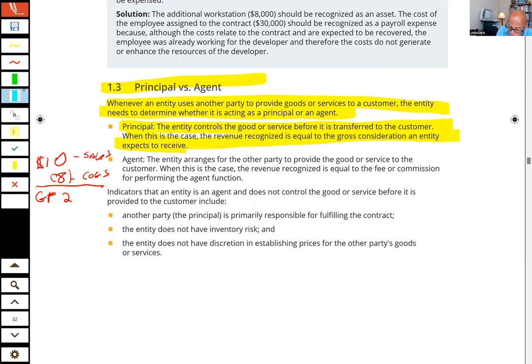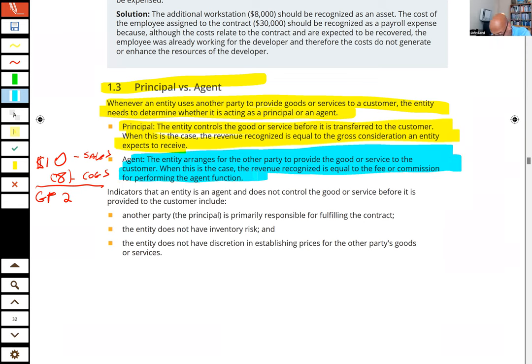Now, you take a look at an agent, and they say the entity arranges for another party to provide the good or service to the customer. When this is the case, the revenue is equal to the fee or commission for performing the agent function, okay? Well, now we're talking about, and I think you all can relate to this these days, we're talking about Uber, aren't we?